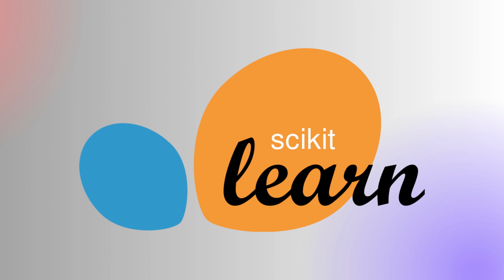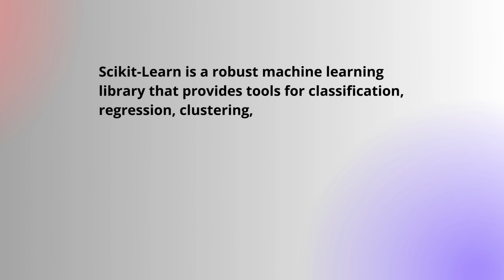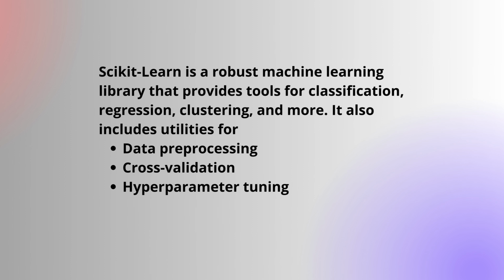Our fourth library is Scikit-Learn. Scikit-Learn is a robust machine learning library that provides tools for classification, regression, clustering, and more. Whether you're building predictive models or evaluating their performance, Scikit-Learn has got you covered. It also includes utilities for data preprocessing, cross-validation, and hyperparameter tuning. If you're venturing into machine learning, this library is a must-have.